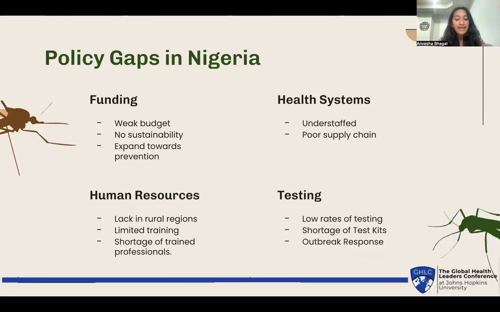There are 4 major policy gaps holding back progress in Nigeria. First, funding. There's a lack of sustained government investment. Much of the current funding is short-term, focused on treatment rather than prevention. Next, human resources. There's a shortage of trained healthcare workers, especially in rural areas. Supply chains for medication and diagnostics are unreliable. Third, health systems. Many rural clinics lack basic infrastructure. The training for healthcare providers is often limited and outdated. Fourth, testing. Limited access to diagnostic test kits means that many cases go undetected or undiagnosed. These issues make it nearly impossible for Nigeria to respond quickly or effectively to outbreaks.